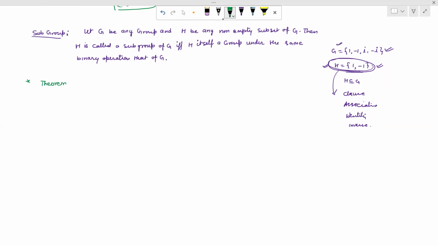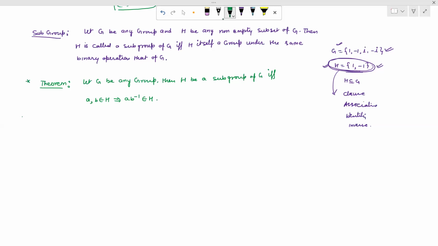Let G be any group. Then H is a subgroup of G if and only if a, b belonging to H implies that a b inverse also belongs to H. So G is any group, H is a subgroup of G if and only if a and b are two elements of H, which implies that a b inverse also belongs to H.